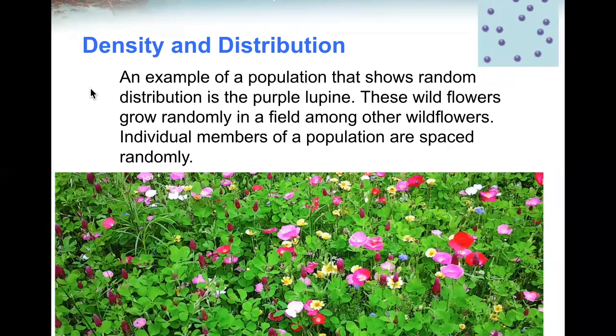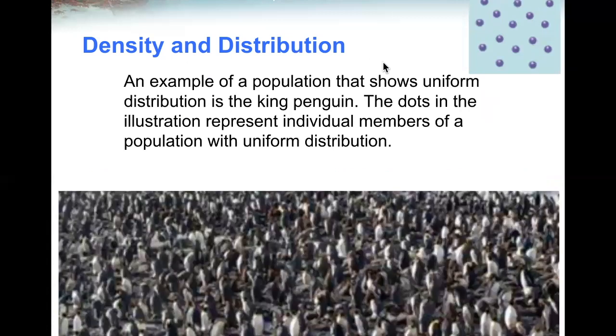An example of a population that has random distribution is purple lupine. These wildflowers grow randomly in a field among other wildflowers. Individual members of the population are spaced randomly. An example of a population that has uniform distribution is the king penguin. The dots in the illustration represent individual members of a population with uniform distribution, basically spaced evenly apart.